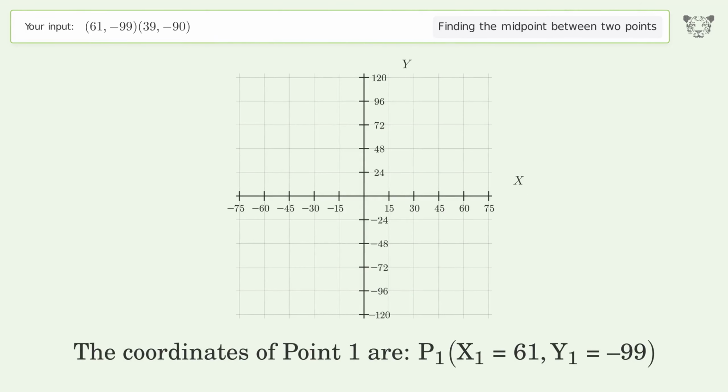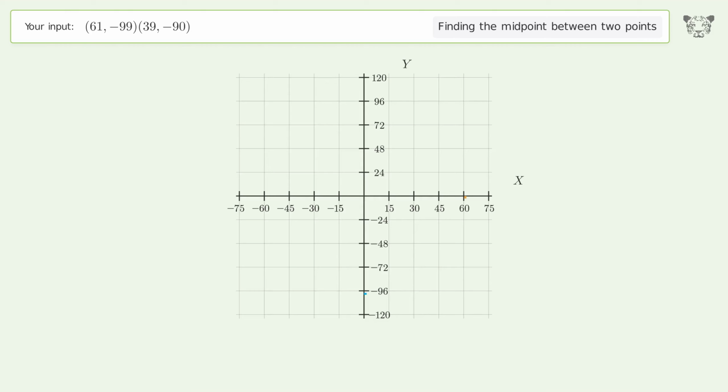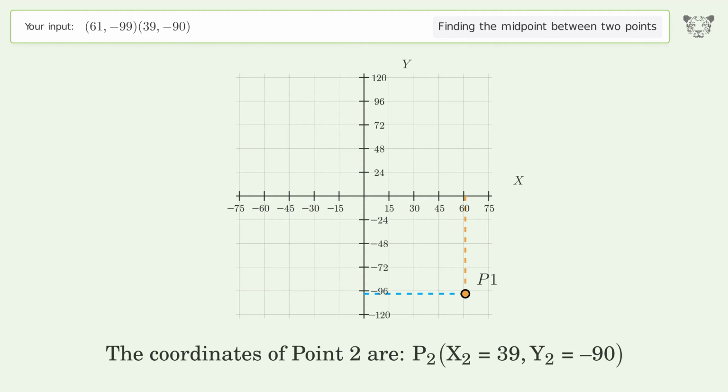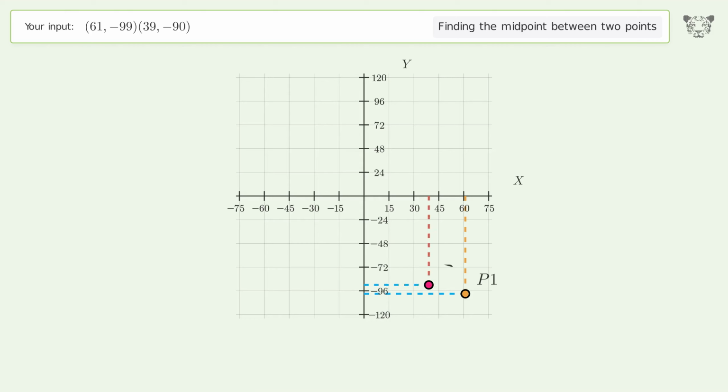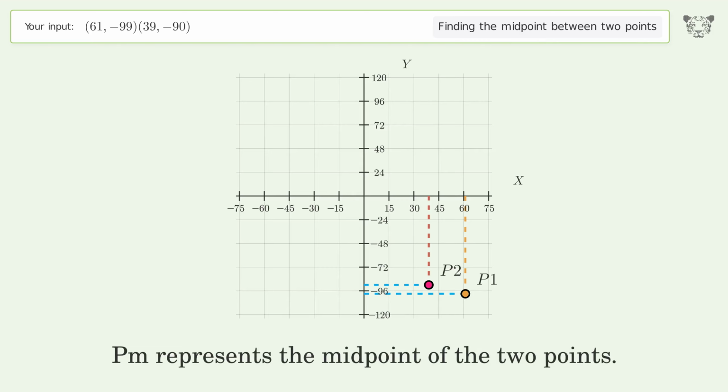The coordinates of point 1 are, x1 equals 61, y1 equals negative 99. The coordinates of point 2 are, x2 equals 39, y2 equals negative 90. PM represents the midpoint of the 2 points.